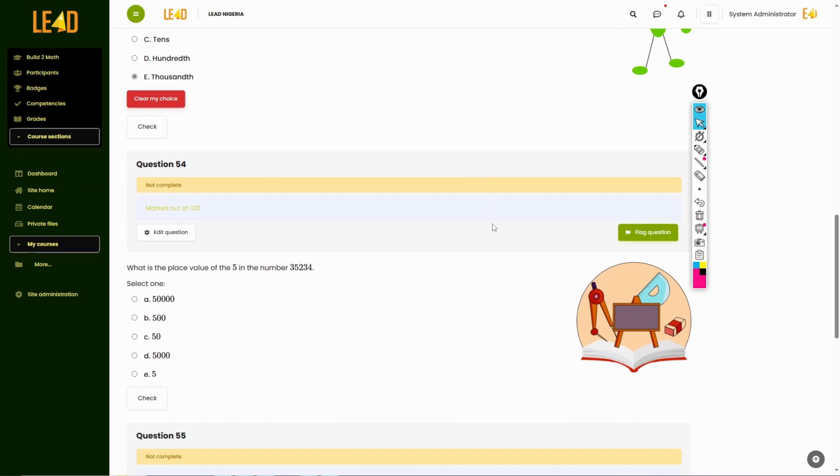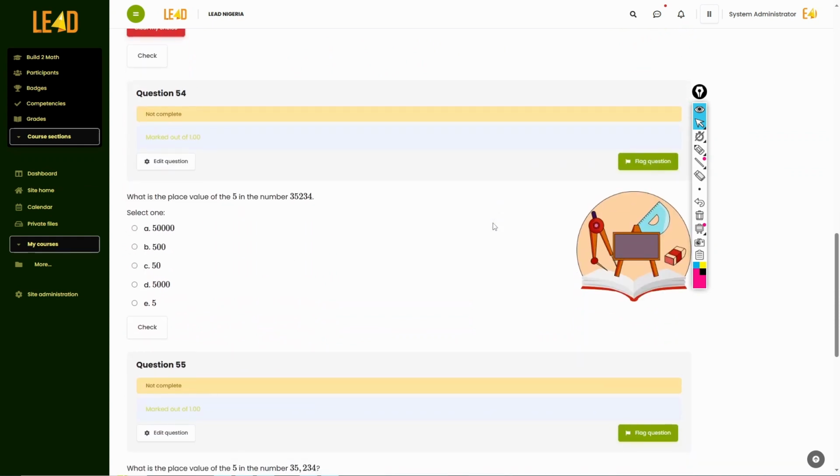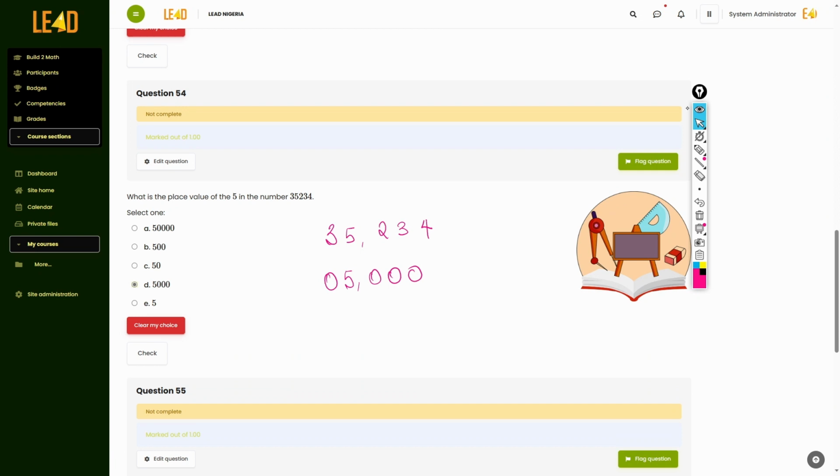Question 54 says, what's the place value of 5 in 35,234? So this is 35,234. The value of 5, we just say 5, and then we change everything else to 0, right? So that's just 5,000. That's D. 5,000. If you also read out the place value, you have units, tens, hundreds, and thousands. So it's 5,000.